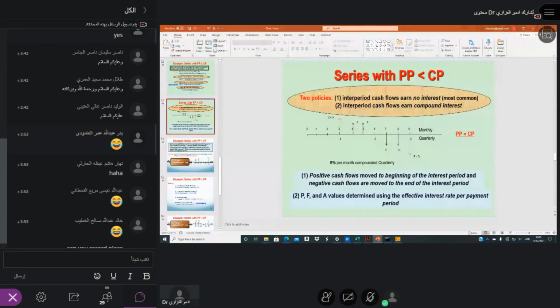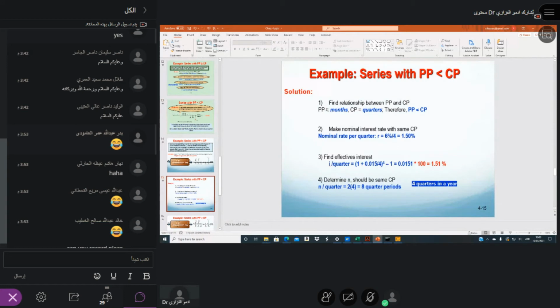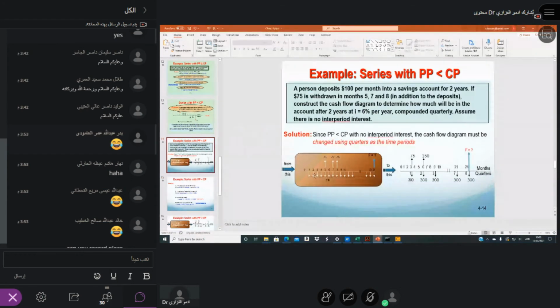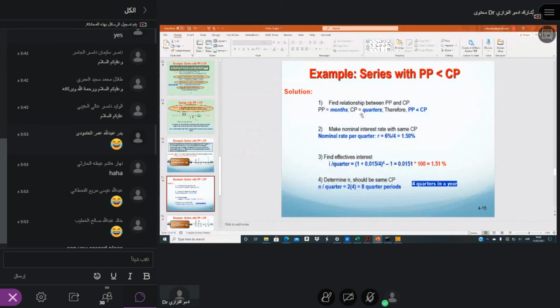So based on this, then we are done with number 1, then you move to rule number 2. And for that, you see which one is greater. Is PP greater or CP greater? So the payment period is monthly. You are paying every month, 1, 2, 3. So the interval will be every month. And then the compounding period will be quarterly. So the compounding period is greater than the payment period because this is 4 months and so on.